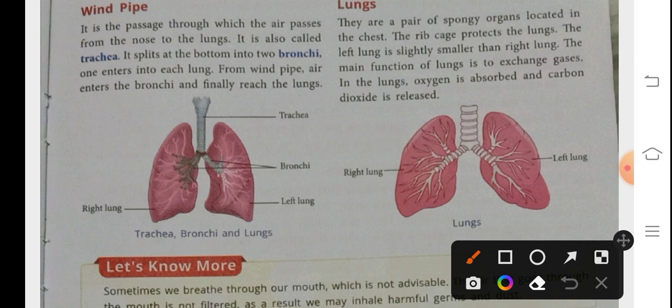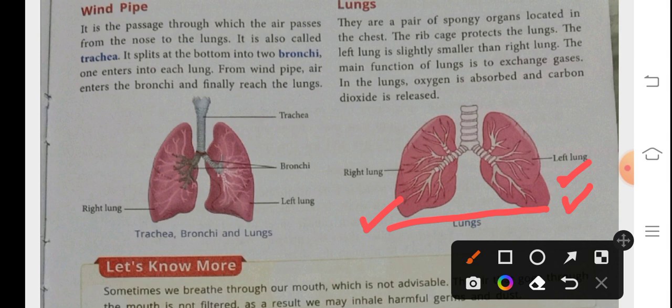Okay, now lungs. There is a pair of spongy organs located in the chest. As you know already, the lungs are protected by the rib cage, and the left lung is slightly smaller than the right lung. In the last video we discussed that both lungs are not the same size. The left lung is slightly smaller than the right lung.